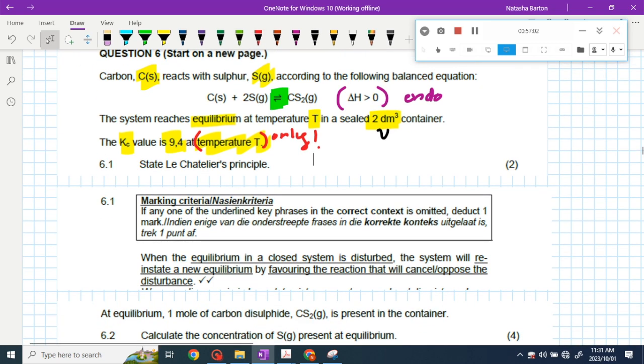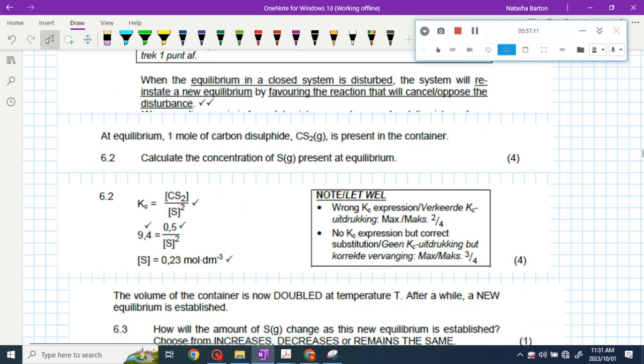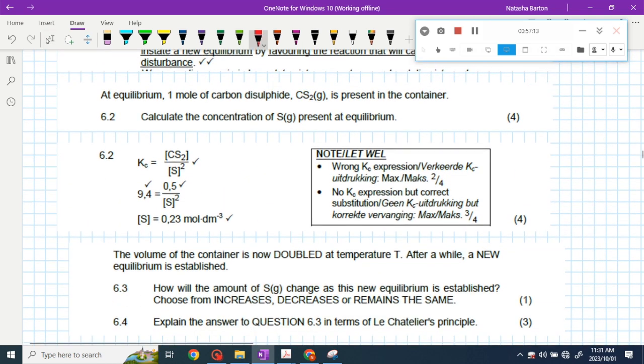Now they ask you to state Le Chatelier's principle. See over here, they will give 1 mark only if you leave out any of the important words. So you guys will have a look at that. But now they say, at equilibrium, 1 mole of carbon disulfide is present in the container. Calculate the concentration of the sulfur gas present at equilibrium.